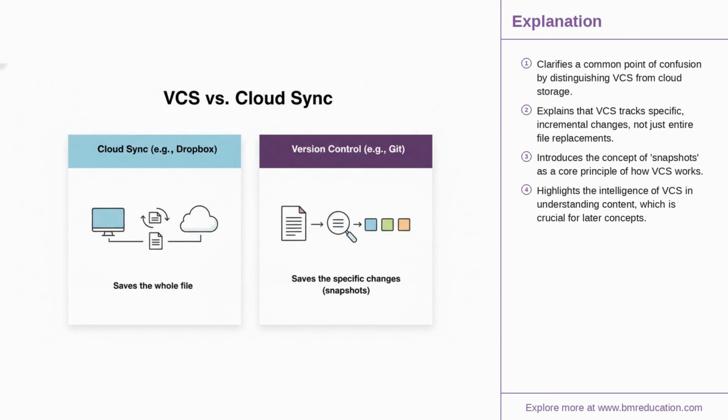So, how is this different from just using Dropbox or Google Drive? While cloud storage services are great for backups and sharing, they typically just sync the latest version of a file. Version control, on the other hand, understands the content of your files and records the specific line-by-line changes, creating a structured history of snapshots in time.